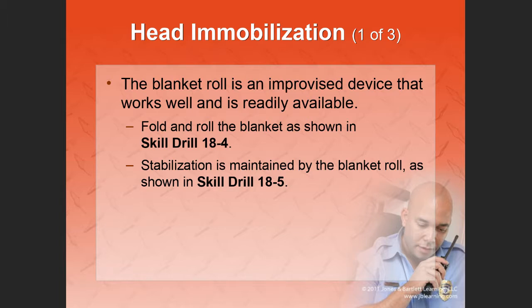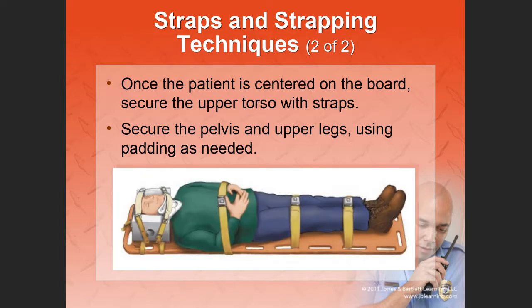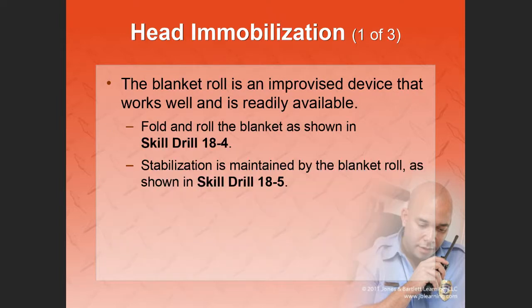Head immobilization. The blanket roll is an improvised device that works well and is readily available. So if we don't have a commercial head immobilizer, like what you're seeing here in this picture, we can use a blanket to stabilize the head or immobilize the head.